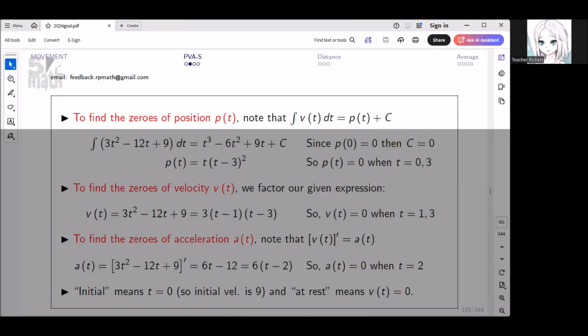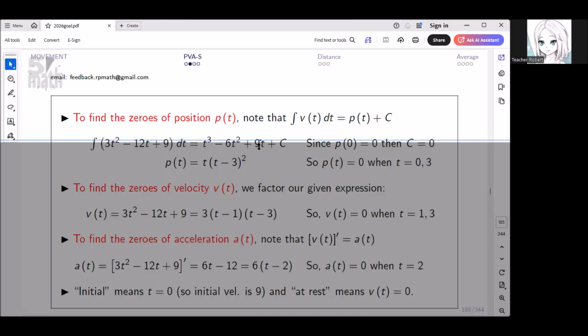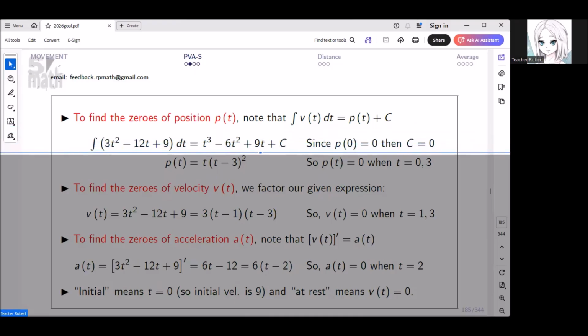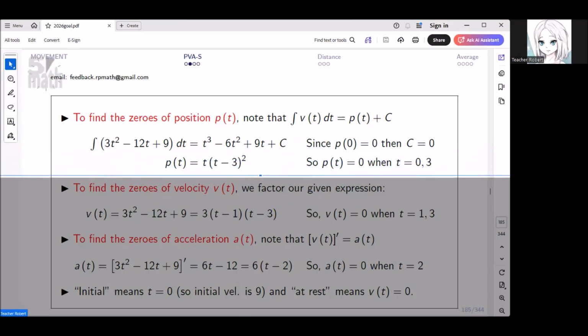To find the zeros of position, p of t, note that integral v of t dt equals p of t plus c. Since p of 0 equals 0, then c equals 0. So p of t equals 0 when t equals 0 or 3.